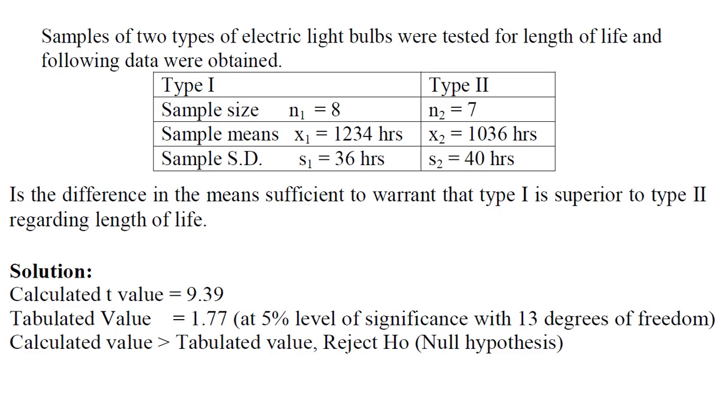So from the given table, it is evident that the calculated t value is going to be 9.6 and the tabulated value is 1.77 at 5% level of significance with 13 degrees of freedom. So here, since the calculated value is greater than the tabulated value, we reject the null hypothesis H naught.